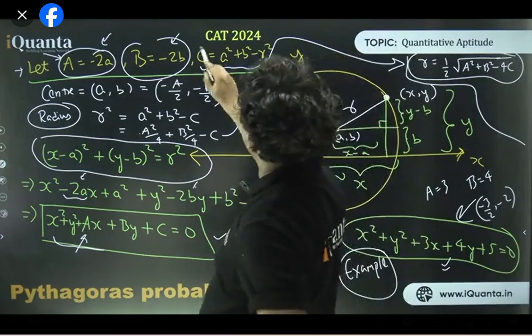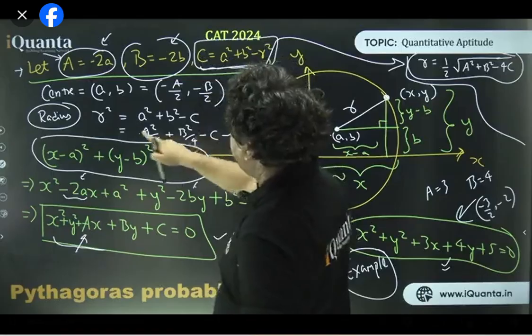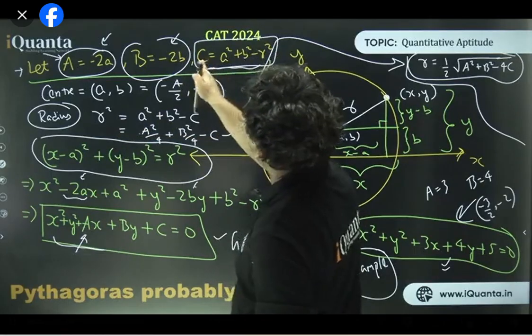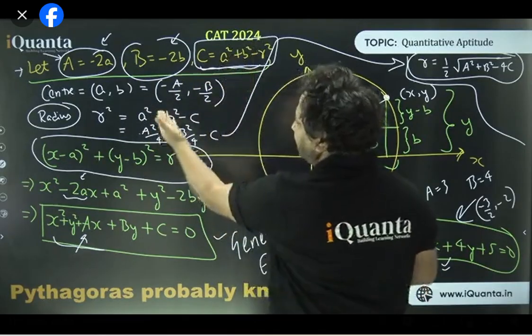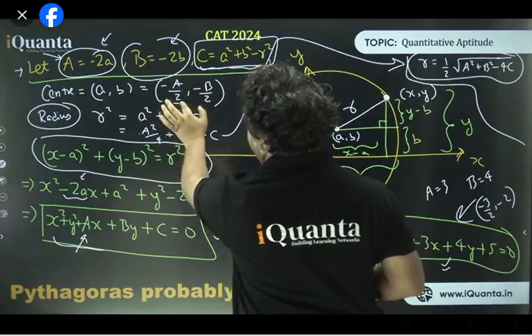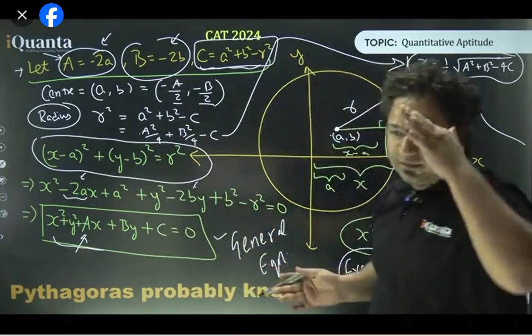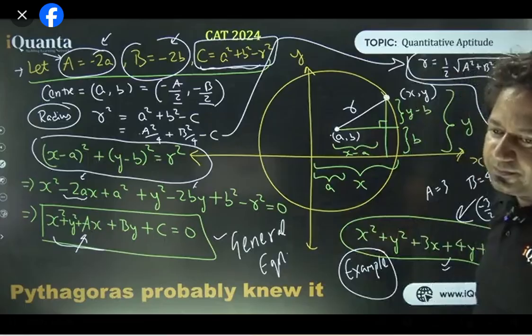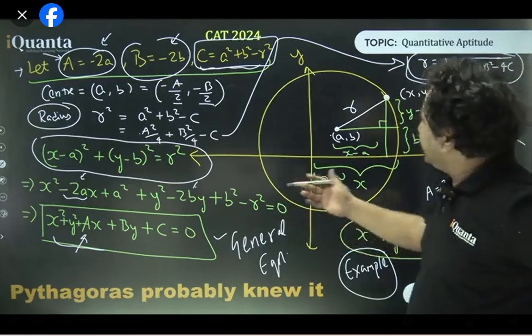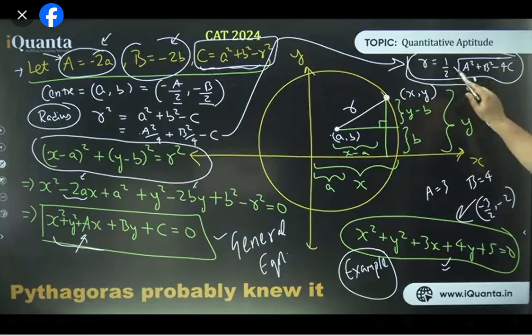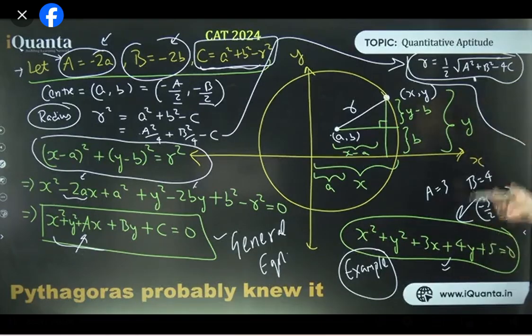For the radius part, capital C was a square plus b square minus r square. What did I do? I sent r square to the left hand side and capital C to the right hand side. So I get r square equal to small a square plus small b square minus capital C, and I put the values of small a and small b from here. That's it, nothing else. Clear? So we got the center and we can find the radius also using this formula. So 1 by 2, a is 3, b is 4. Let's put it over here. 3 square 9, 4 square 16, 25 minus 20. So root 5 by 2 will be the radius, right?